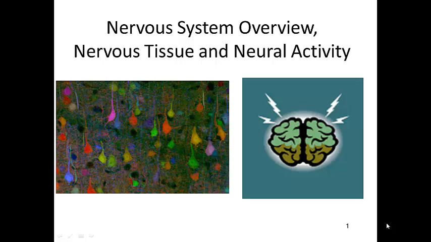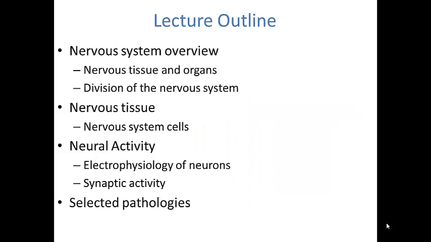In this lecture, we will be discussing some aspects of the nervous system. Specifically, we'll look at a general overview of the nervous system and talk about nervous tissue. So we'll begin with a general overview of the nervous system. We'll have a brief introduction to nervous tissue and nervous organs. We'll spend some time looking at the divisions of the nervous system.